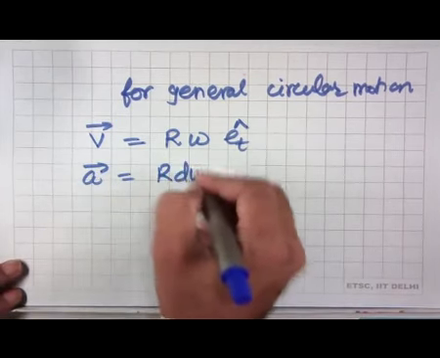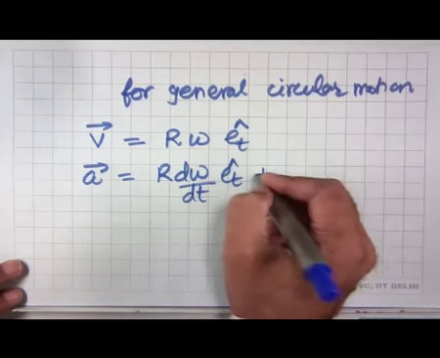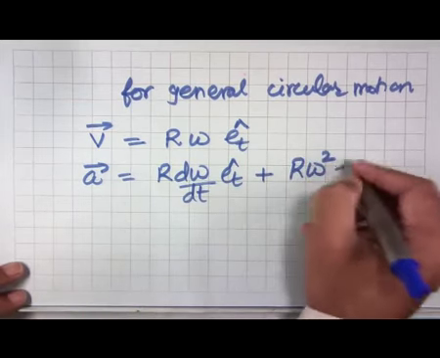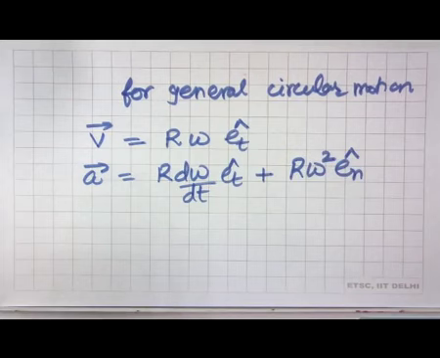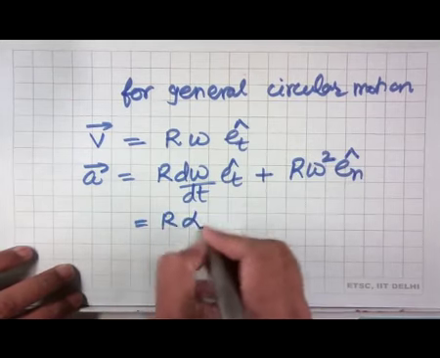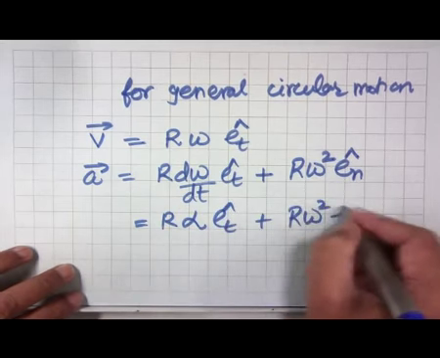r times d omega by dt along the et direction, and we will have plus r omega square along en direction. And this we can also write as r times alpha along et plus r omega square en.